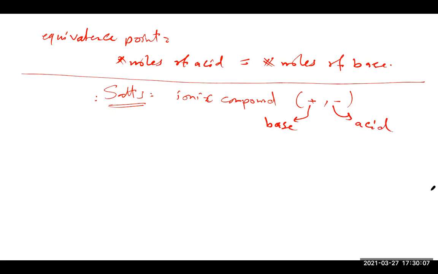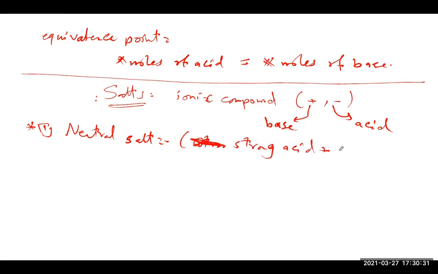So the first thing here, he could ask you to write or determine the type of the salt, because we have 3 types here. The first one is the neutral one. This is called neutral because it comes from a strong acid plus a strong base. Okay, like NaCl.